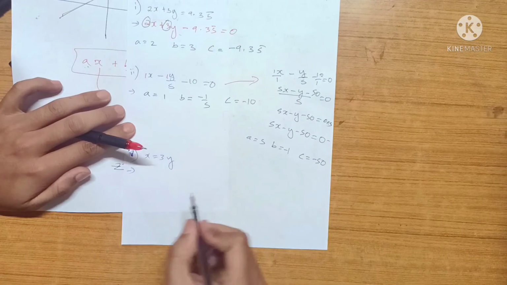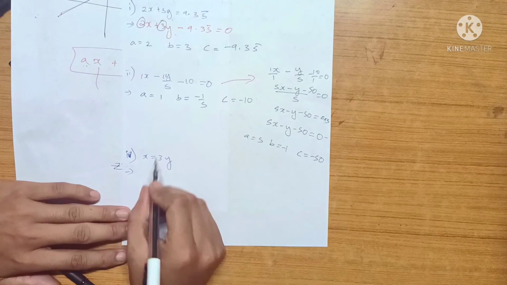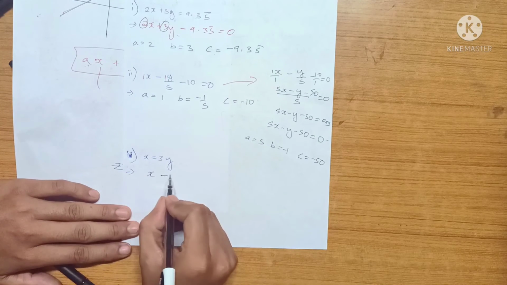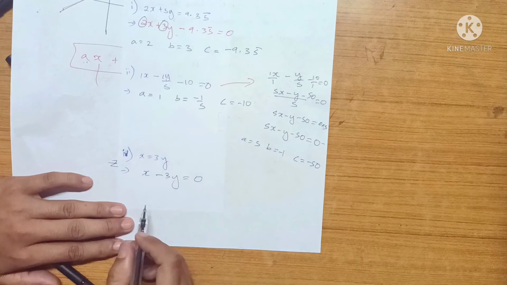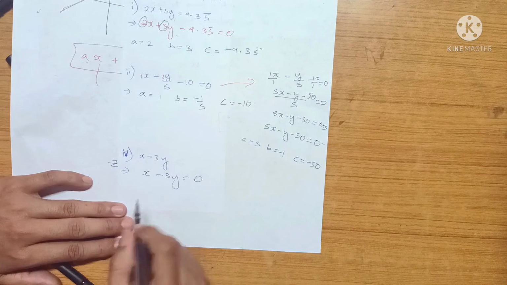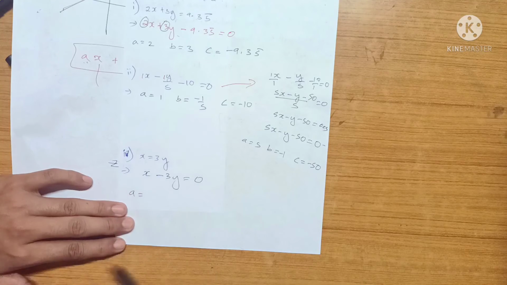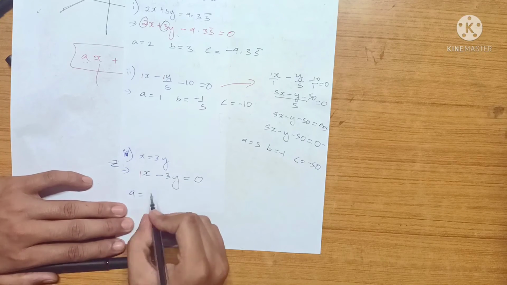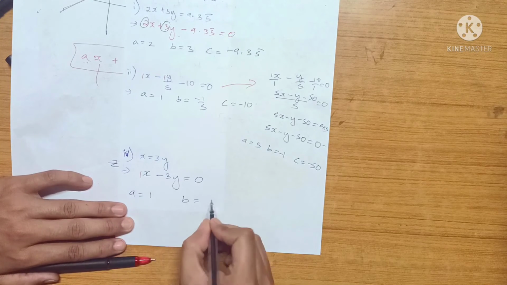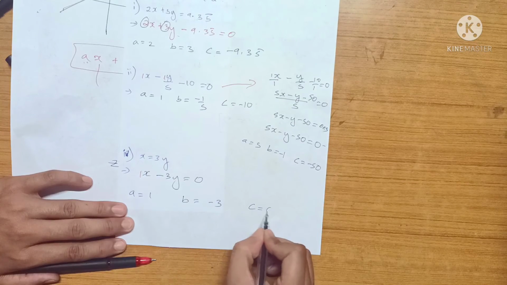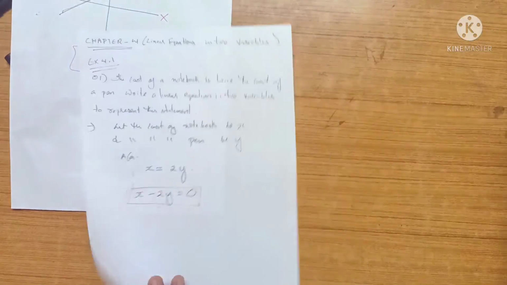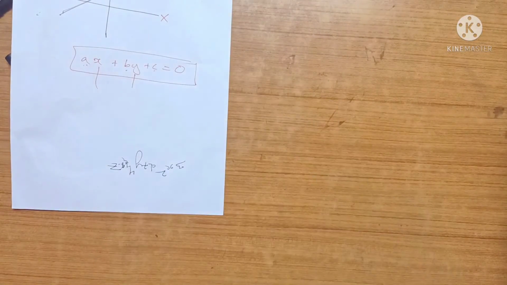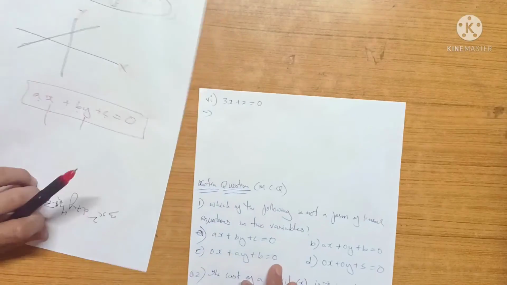Roman number 4, it says x equal to 3y. So I'm going to make it into this form, so x minus 3y equal to 0. Since constant is not there, and for the number attached to x, nothing, you just put it 1. B is minus 3, and c you just put it as 0. Got it? The questions which I'm skipping, you're supposed to do it. Just because I'm skipping it doesn't mean you shouldn't.